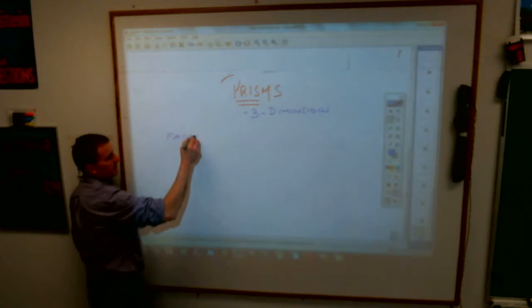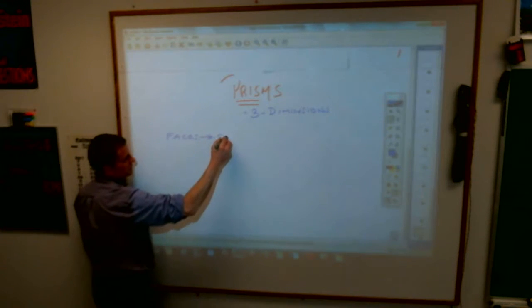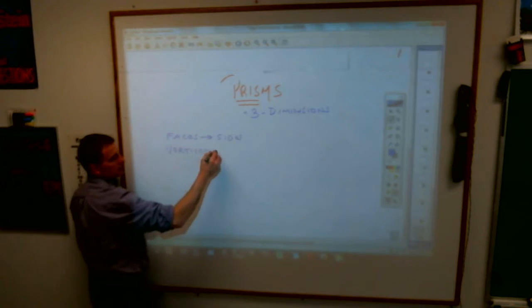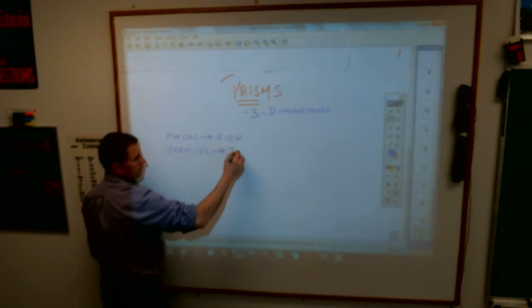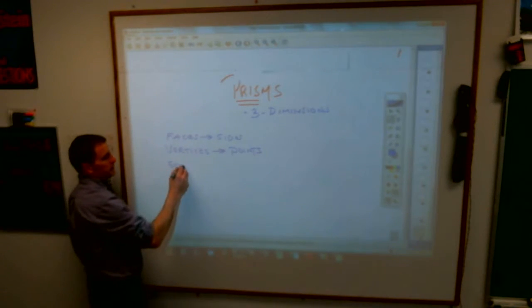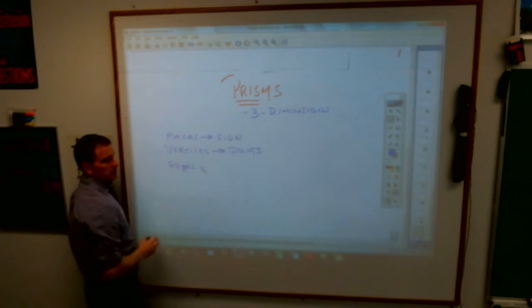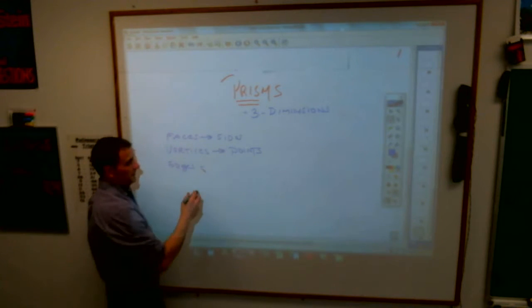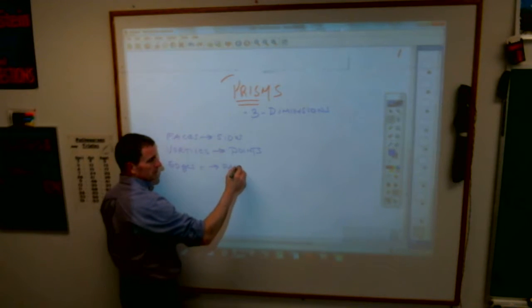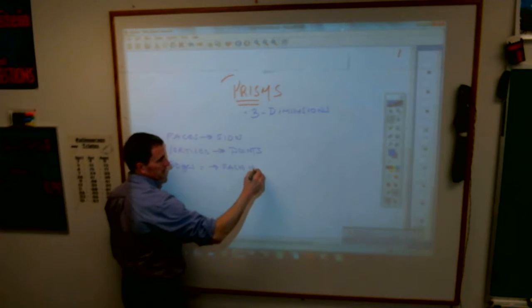Faces, which are the same thing as sides. Vertices, which are the same thing as, let's just go with the word points. And edges, what are edges? Edges are where two faces meet. We've done this, haven't we? Yes, I thought so.